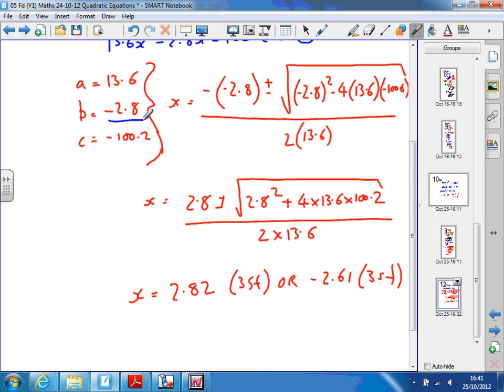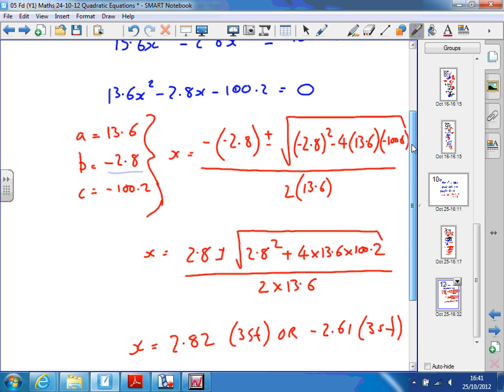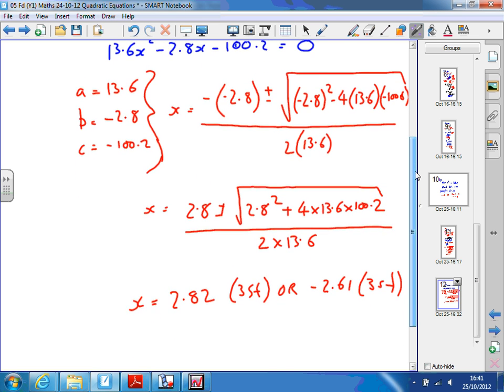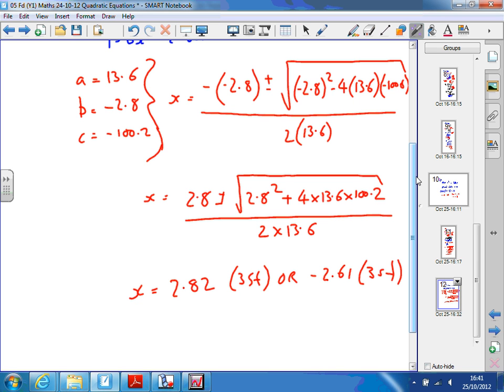And how do we check? Put those values of x back into the original function, original formula, and we should get roughly 0. It won't be exactly 0 because we've rounded, but it should be roughly 0. What we're saying is both of those will give 0. There are 2 solutions, and if I plot it on Autograph, we can check that.